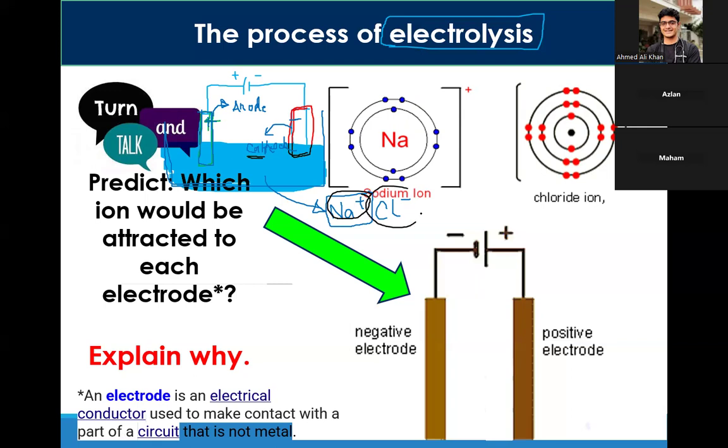On the other hand, chloride will be attracted to the positive electrode because it's negatively charged. And that's why the positive electrode is known as the anode, because it attracts the negative ions. We'll talk more about electrolysis and its working principle in the next video.